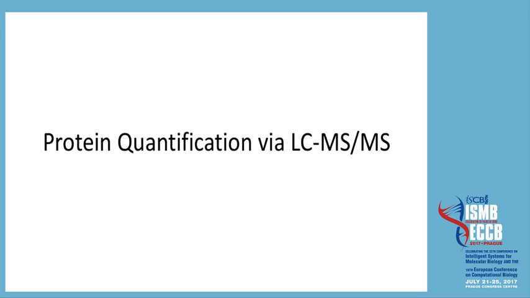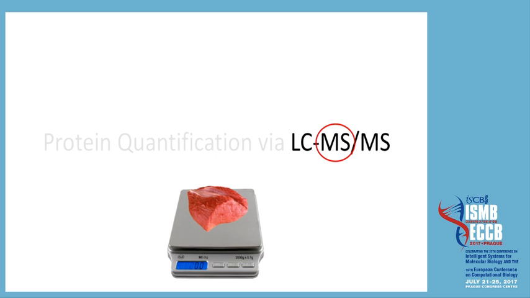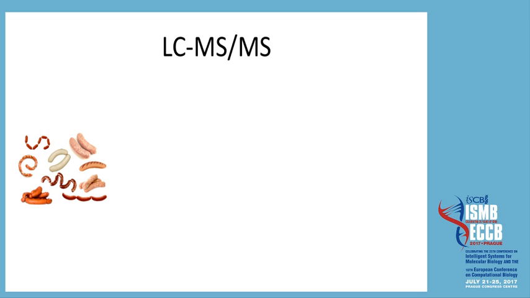So my work is about protein quantification via LC-MS-MS, but because I do not think lots of the audience are familiar with LC-MS-MS, I will take a moment and briefly explain LC-MS. So MS is nothing but a very expensive scale that measures the weight of molecules instead of meat, like this. So in proteomics, in the LC step, the peptides are chemically separated.